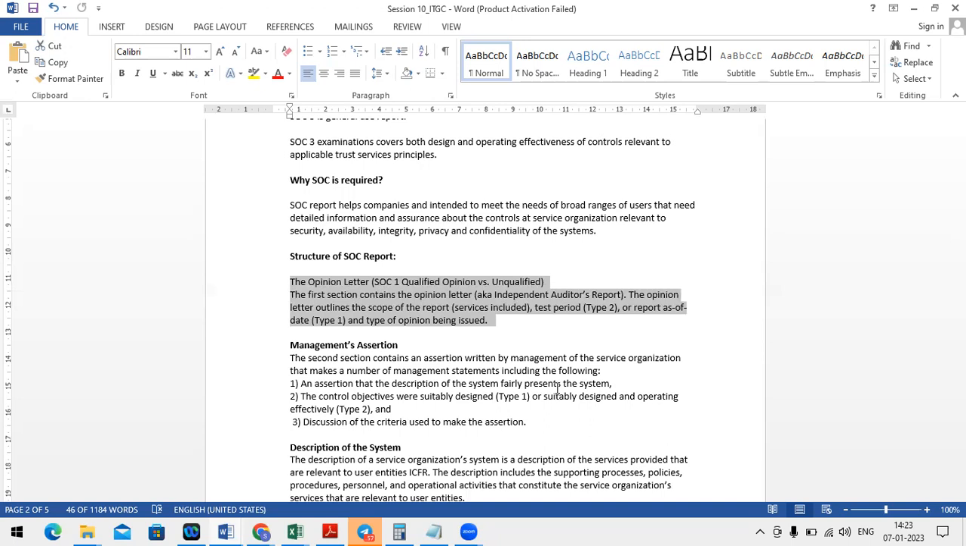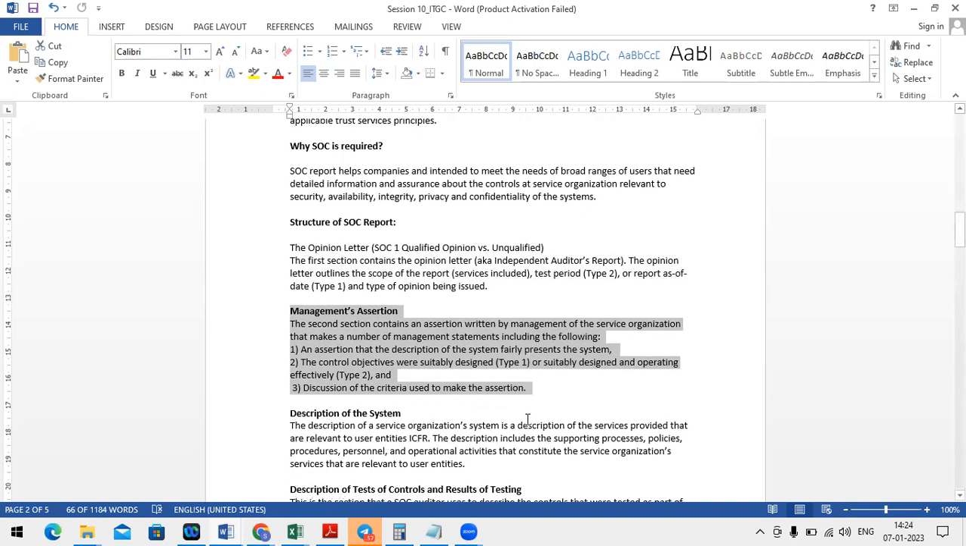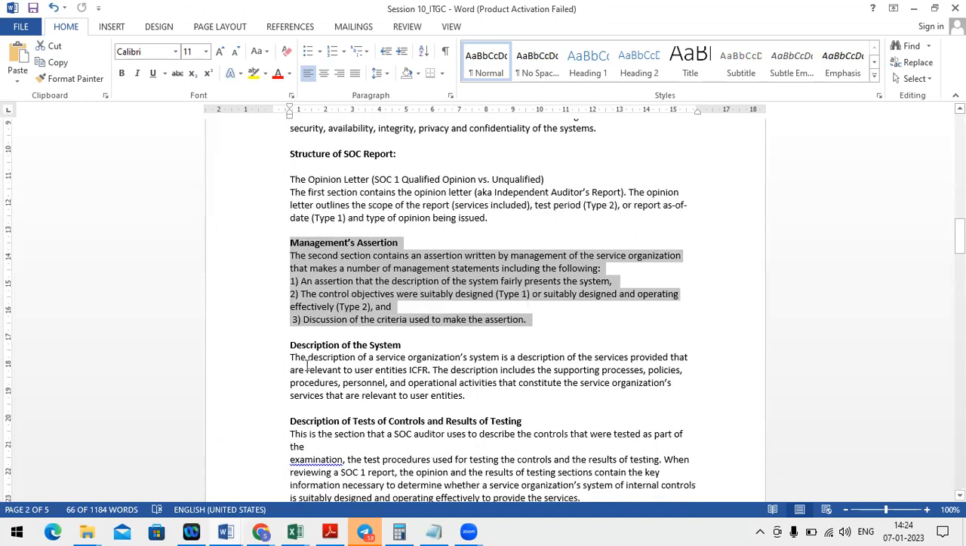Then management assertion. The second section covers management assertion. Management assertion is nothing but the management's point of view on the controls. Now that the independent auditor has given his opinion, the management gives their opinion on the controls that have been tested. That section will have their point of view on the controls tested at that organization.